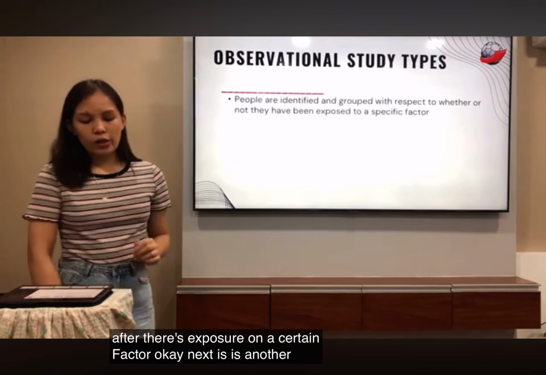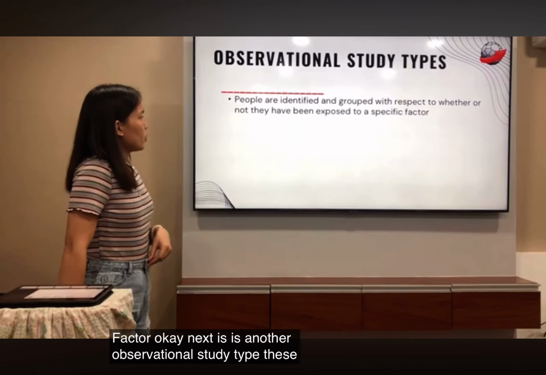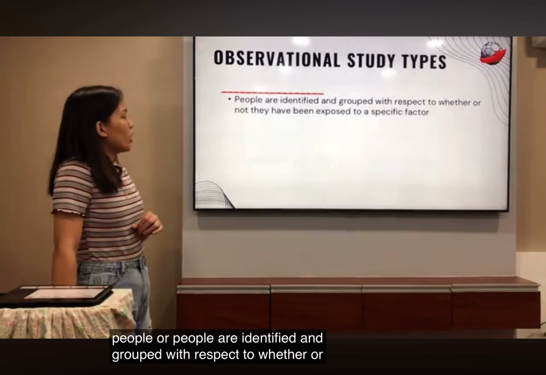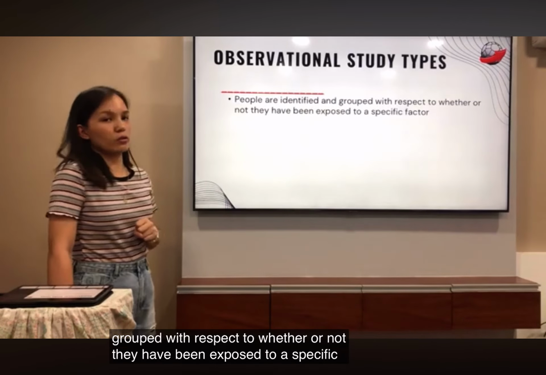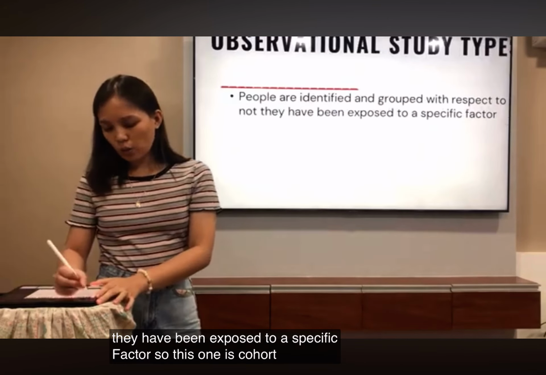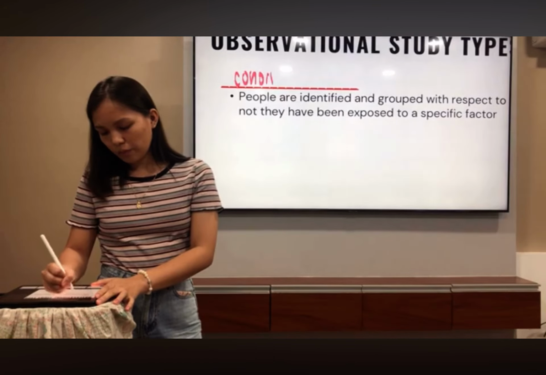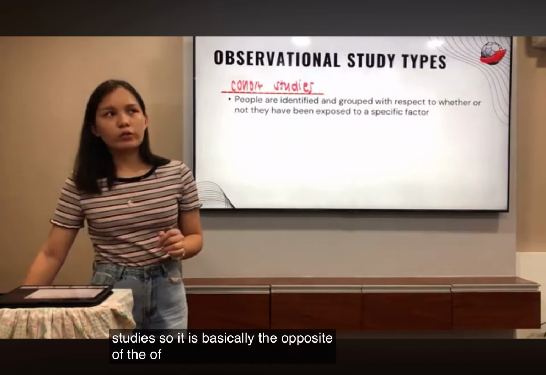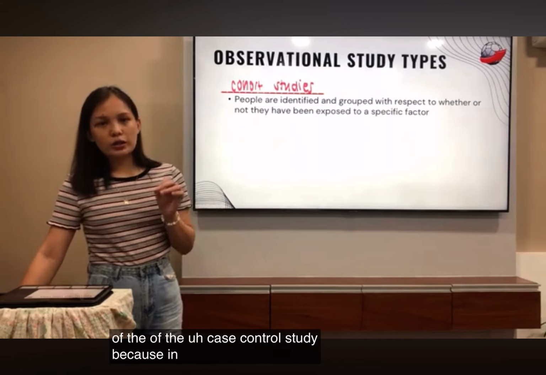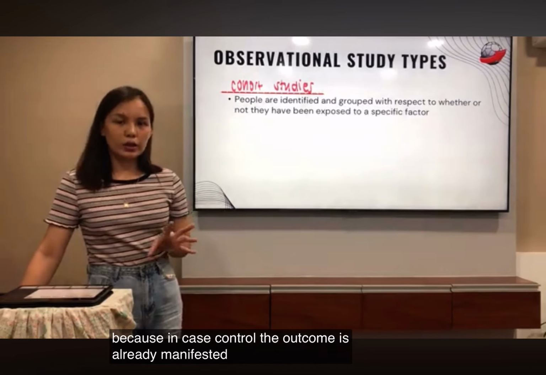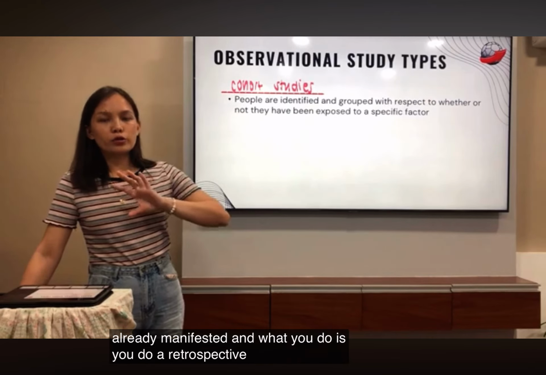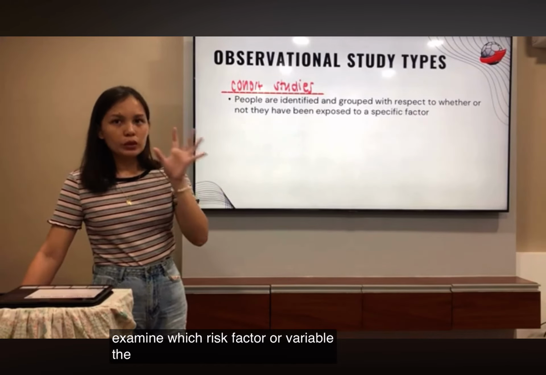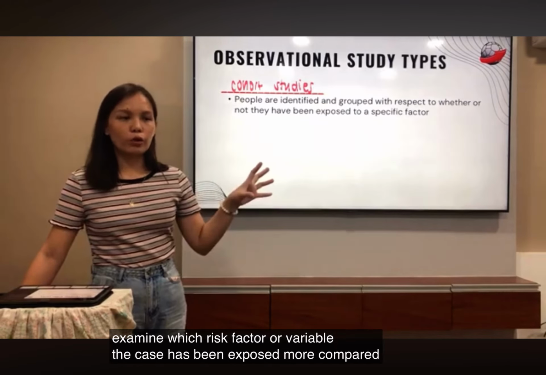Okay, next is another observational study type. These are people who are identified and grouped with respect to whether or not they have been exposed to a specific factor. So this one is cohort studies. So it is basically the opposite of the case control study, because in case control the outcome is already manifested, and what you do is you do a retrospective approach. You examine which risk factor or variable the case has been exposed to more compared to the control.